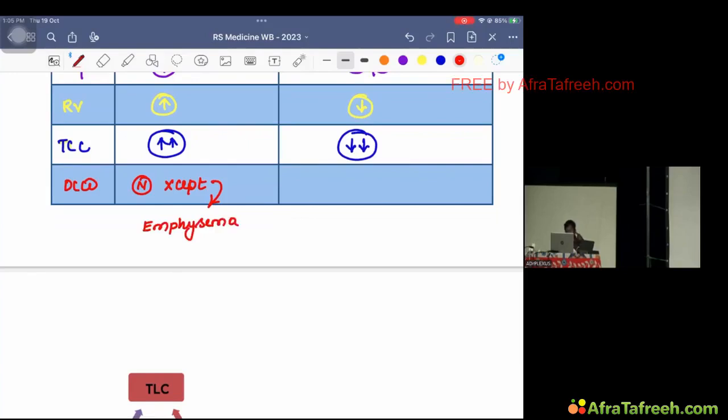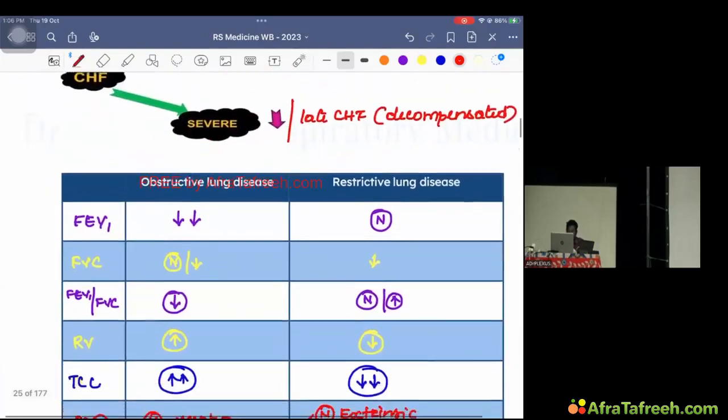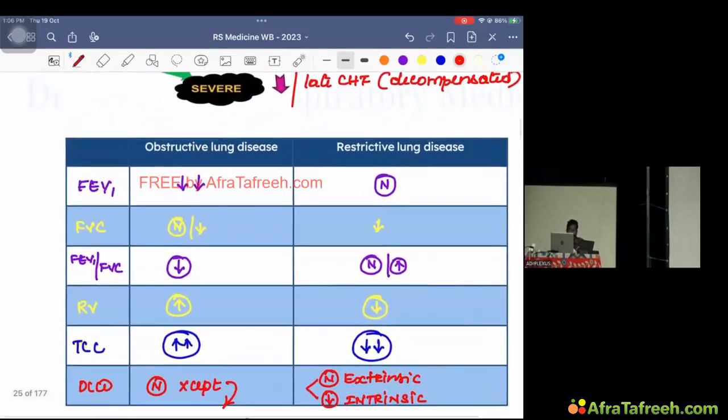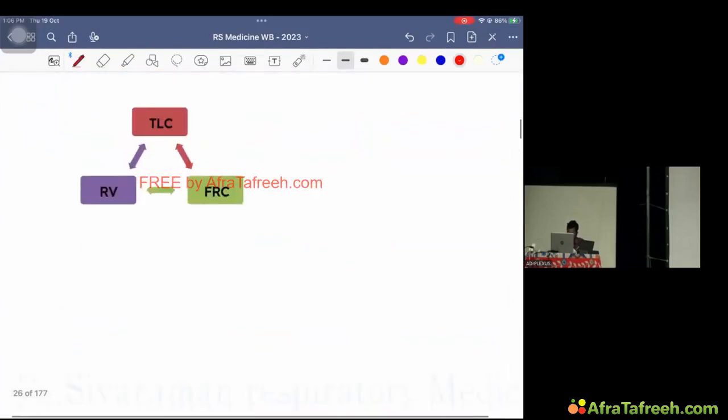And what will happen to the DLCO in restrictive lung disease? It is normal in extrinsic restrictive lung disease. It is decreased in intrinsic restrictive lung disease. So this is one important difference you should know in cases of obstructive and restrictive lung disease. Very, very important thing.